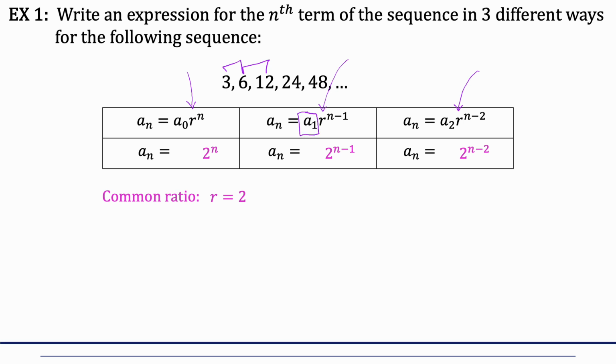a1 asks us for the first term in the series. Well, that's 3. a2 is the second term in the series. That's 6. But it doesn't tell us what a sub 0 is. But we can figure it out because we just have to reverse the common ratio. So 6 divided by 2 is 3. 3 divided by 2 is 3 over 2.